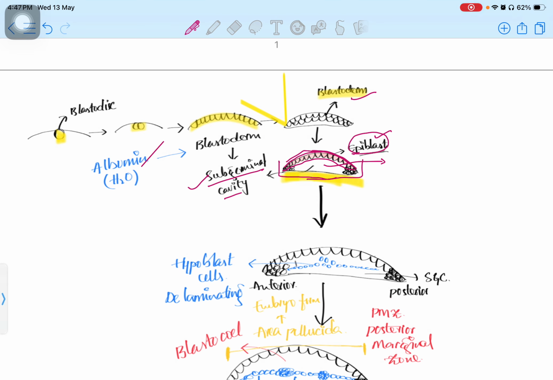and this subgerminal cavity also takes the nutrition from the albumin only. Also, this blastoderm is forming this epiblast layer. This all happens by the blastoderm only. Okay.